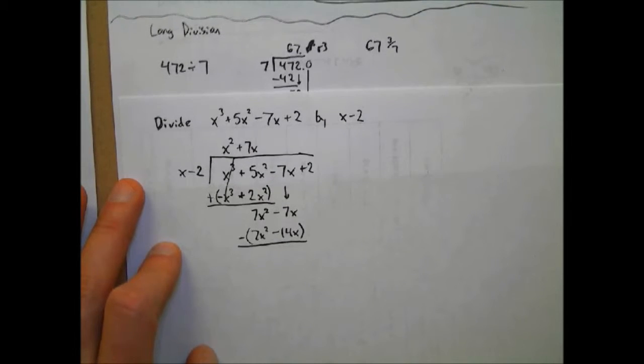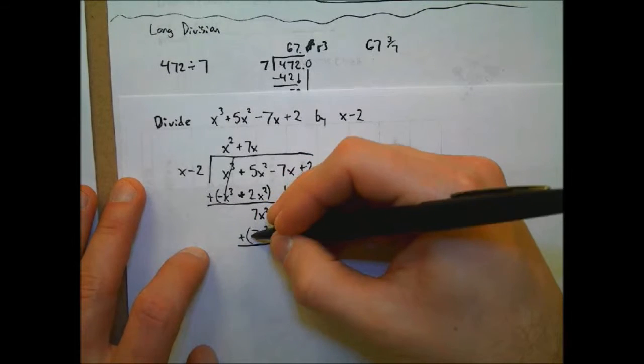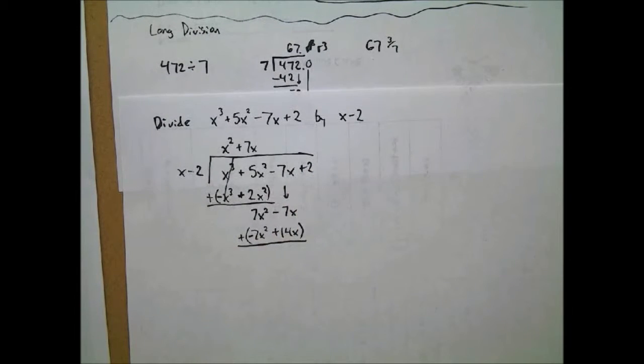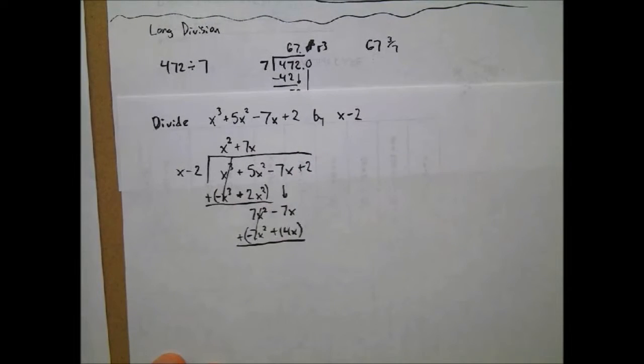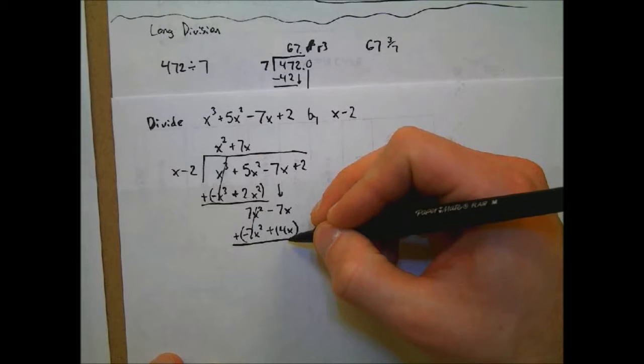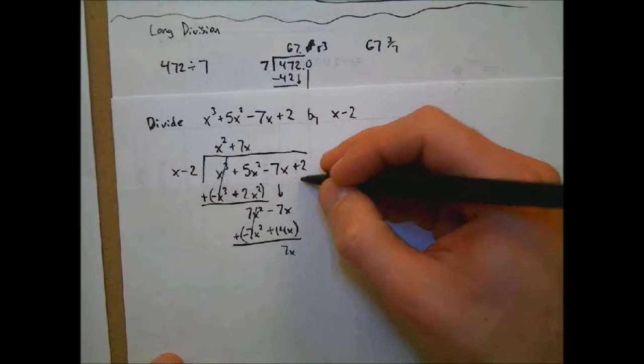Now, instead of subtracting, I'll change it to add the opposites. So it'll be plus negative 7x squared plus 14x, like that. What happens to our 7x squareds? Cancel. So what about negative 7x plus 14x? What does that simplify to be? 7x. And then we bring down the 2.